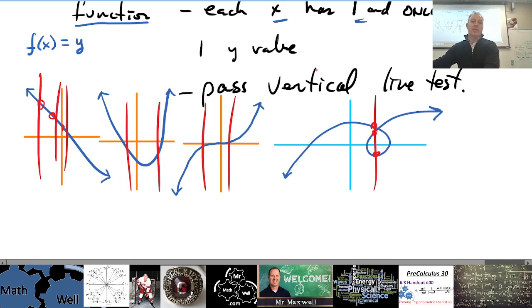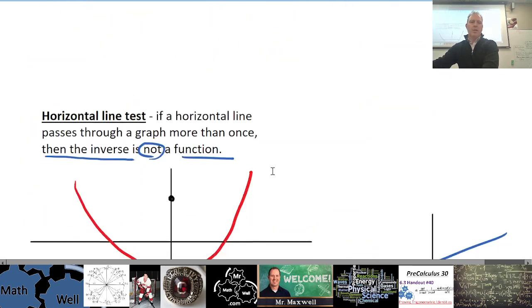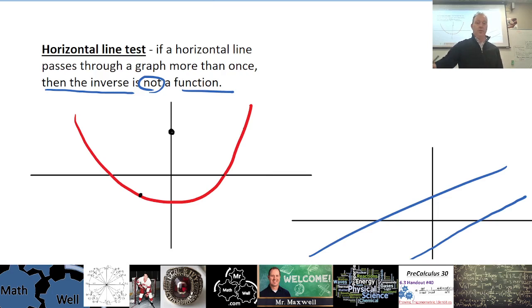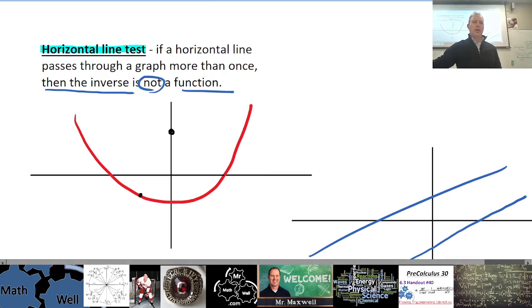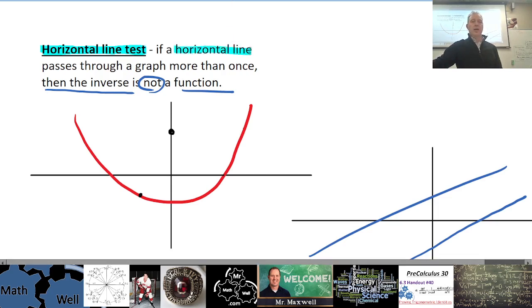Now, when we take a look at the inverse, okay, how do we know that the inverse is a function? Well, let's do that right now. So the horizontal line test is the test for the functionality of an inverse. We have talked about this, but it might be distant from your memory here. So if you draw a horizontal line through a function, that's how you tell if the inverse is going to be a function or not. So if a horizontal line passes through the graph more than once, then the inverse is not a function. That's what the horizontal line test tells you.